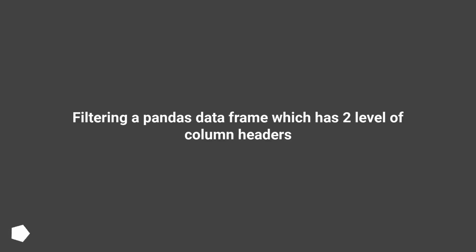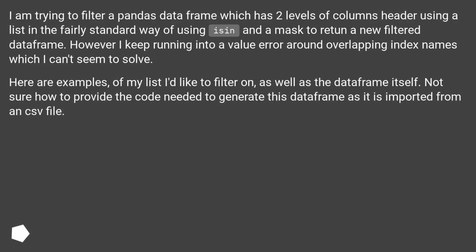Filtering a pandas data frame which has two levels of column headers. I am trying to filter a pandas data frame which has two levels of column headers using a list, in the fairly standard way of using isin and a mask to return a new filtered data frame. However, I keep running into a value error around overlapping index names which I can't seem to solve.